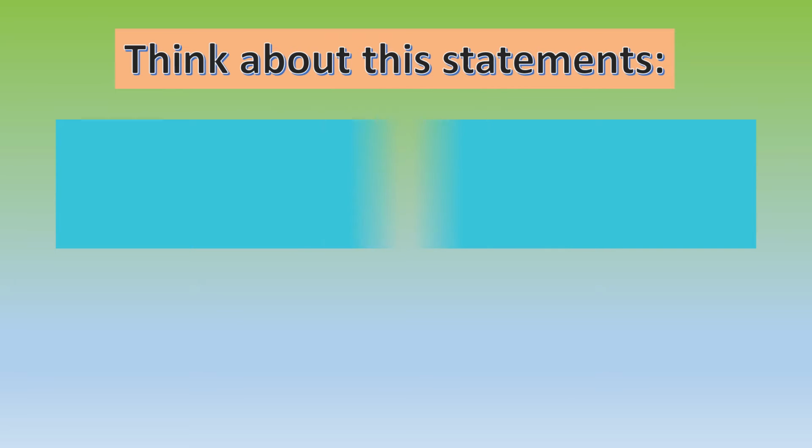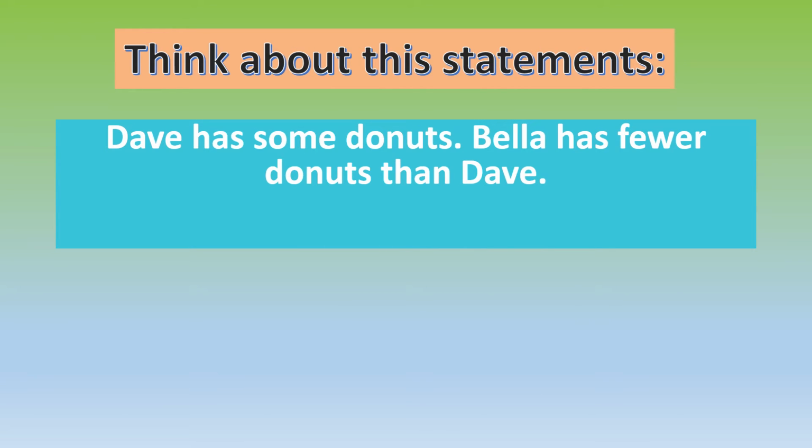So we're going to start with a short thinking here. Think about these statements. Dave has some donuts and Bella has fewer donuts than Dave. What can you come out from there? What can you deduce from this? So some of you will only read one time and say I cannot do it, and then you're already blocking your mind. So we read it carefully. Dave has some donuts. Bella has fewer donuts than Dave. What do you come out with? What is that telling you? What do you know? What do we know from this problem? It's giving you a lot of information.